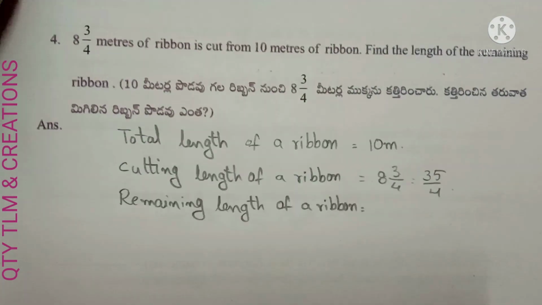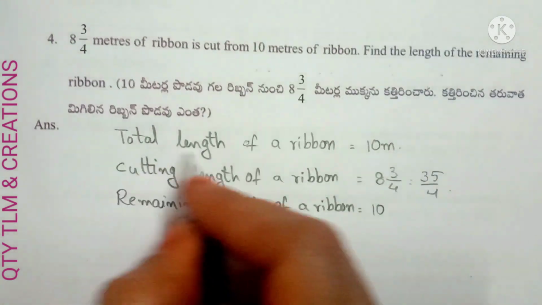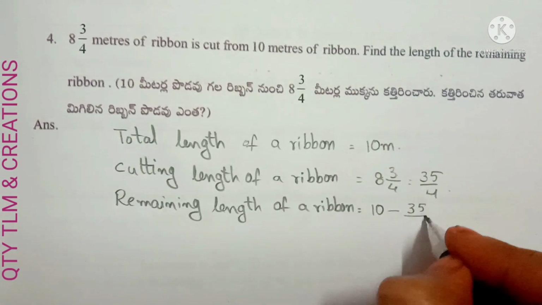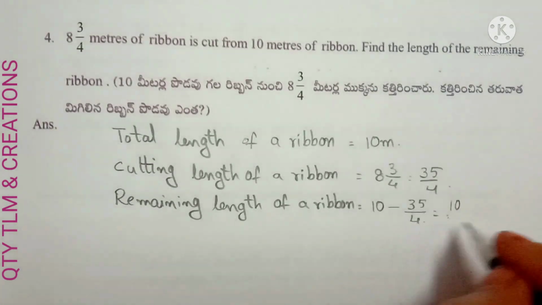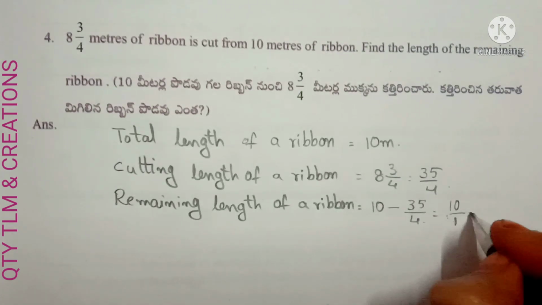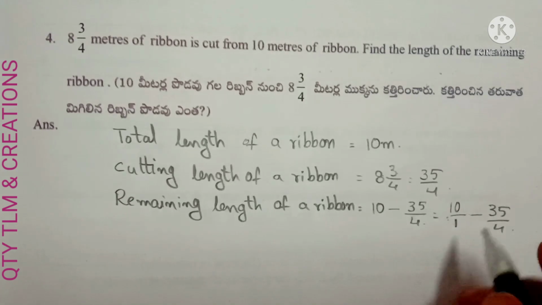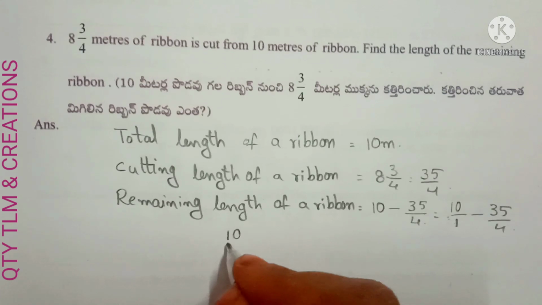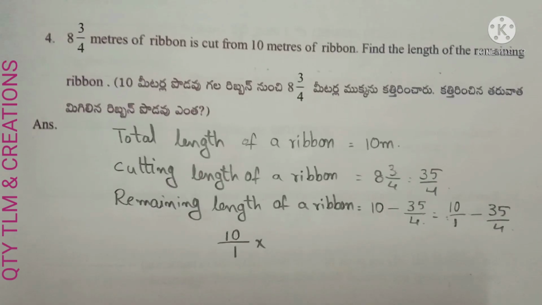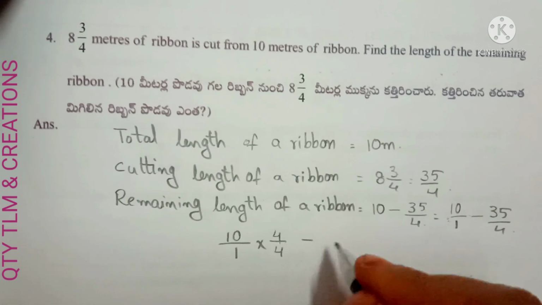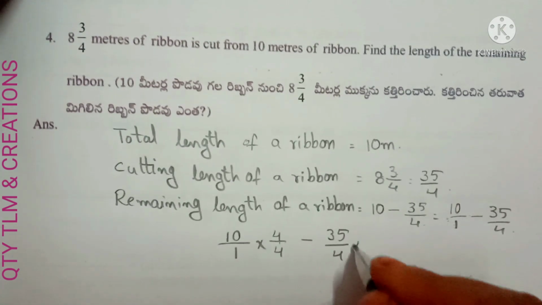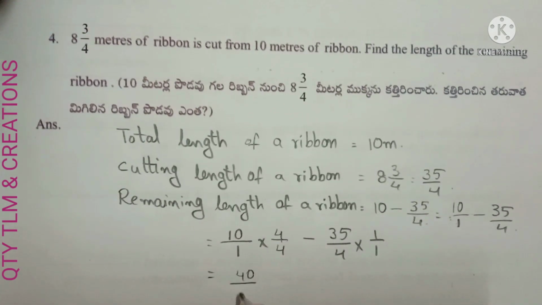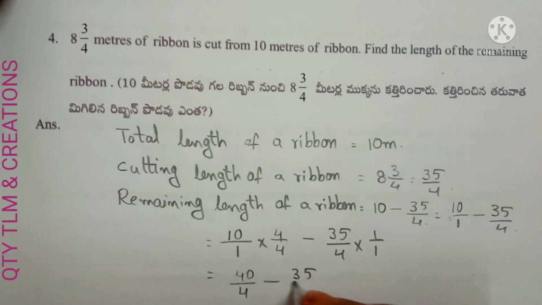Remaining length of the ribbon is equal to the total length of the ribbon, 10 meters, minus the cutting length of the ribbon, 35 by 4. So 10 has no denominator, so we put denominator as 1, minus 35 by 4. Next, LCM of 1 and 4 is equal to 4. So 10 by 1 into 4 by 4 minus 35 by 4 into 1 by 1. So that is equal to 40 by 4 minus 35 by 4.